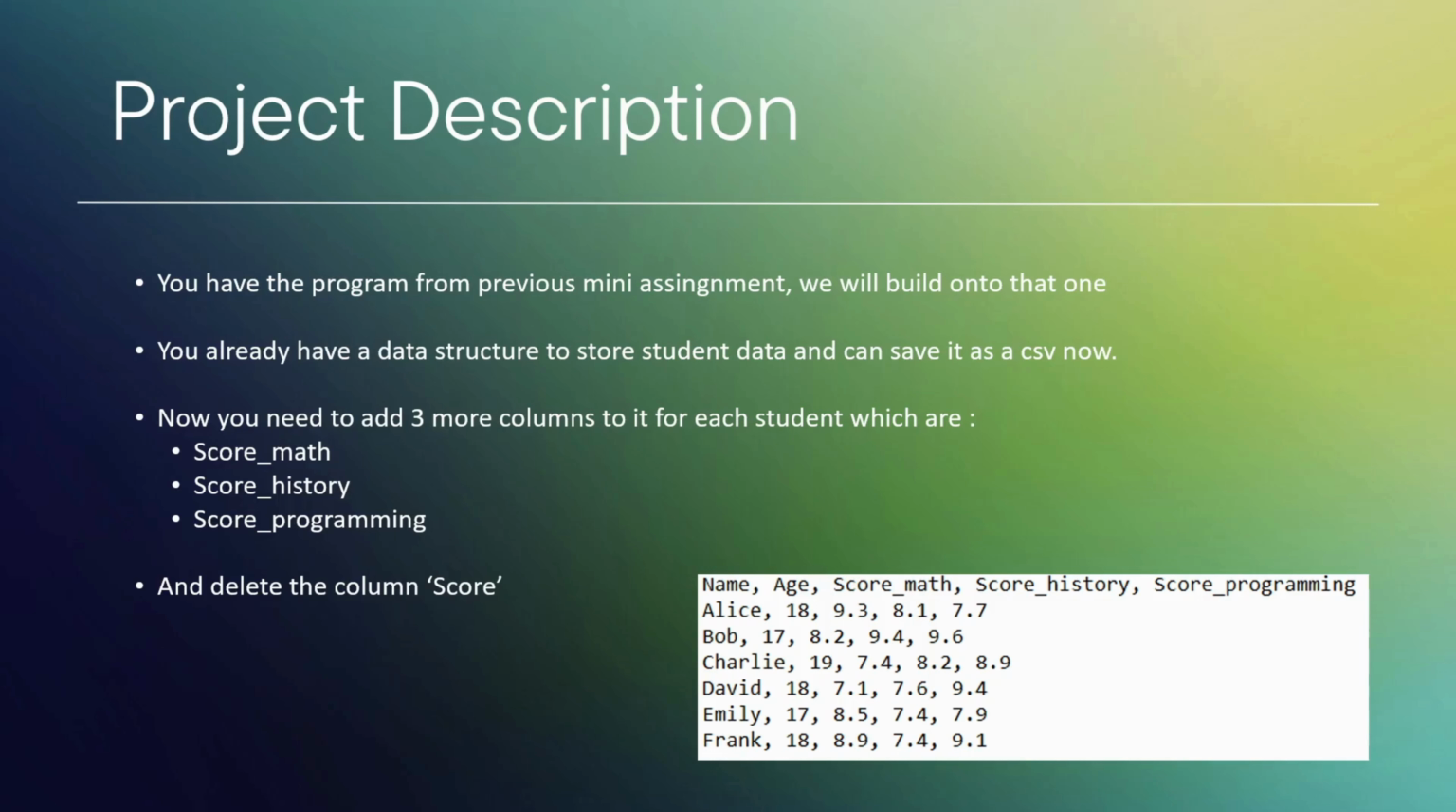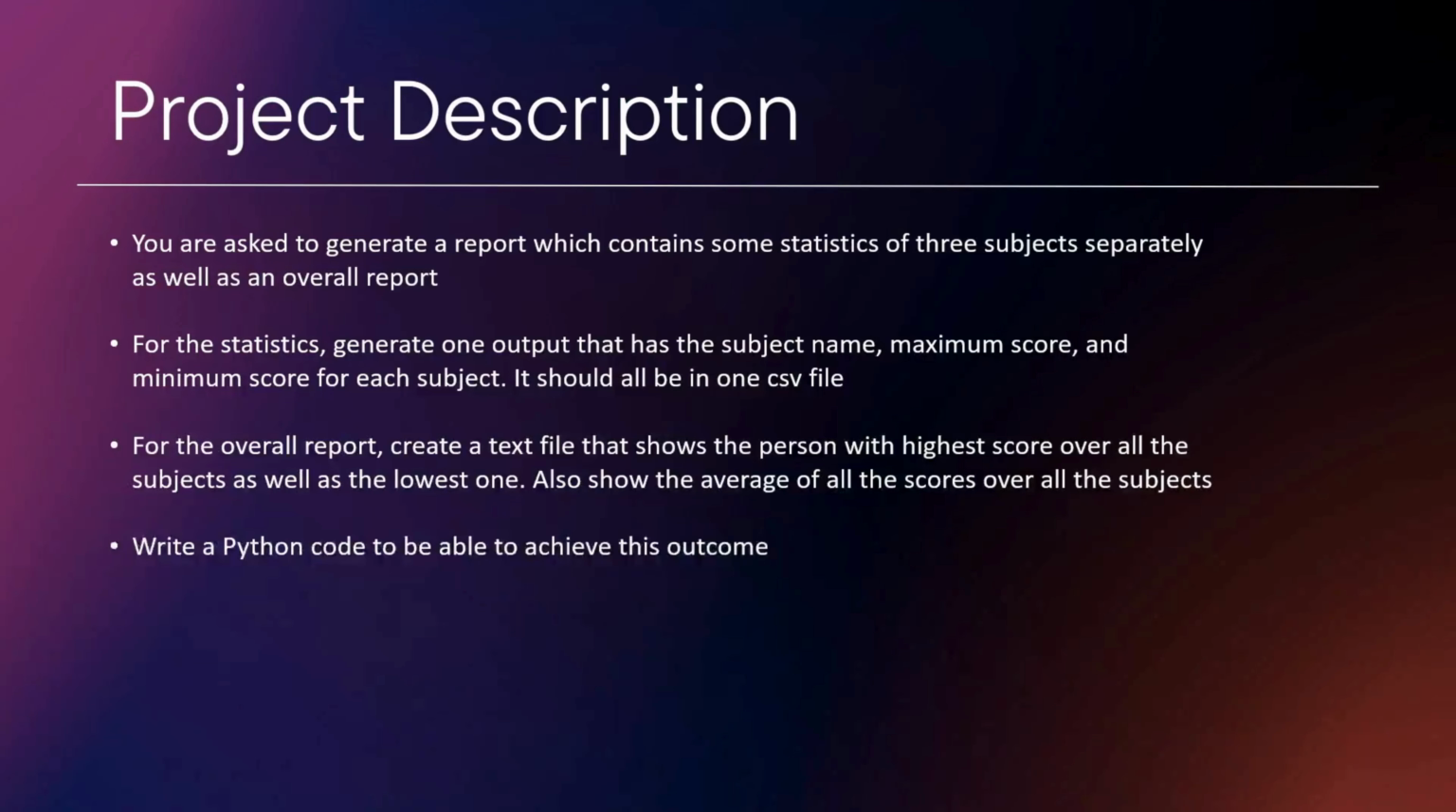You can make this one even manually, the initial data set that you have before calling the functions of add student and such. And then in the same menu, let's say in the previous one where you added students, showed the information and these sort of things, you have two or three other options. You can put the options as you like based on what I'm going to describe. You're asked to generate a report which contains some statistics of three subjects separately as well as an overall report. You have the students and you want a kind of report from these results.